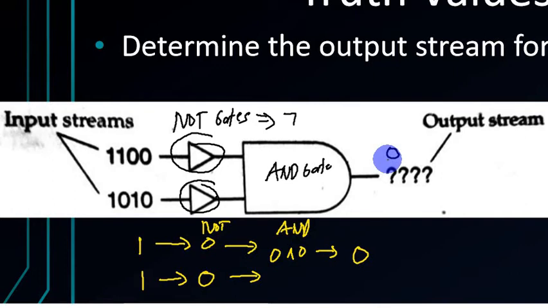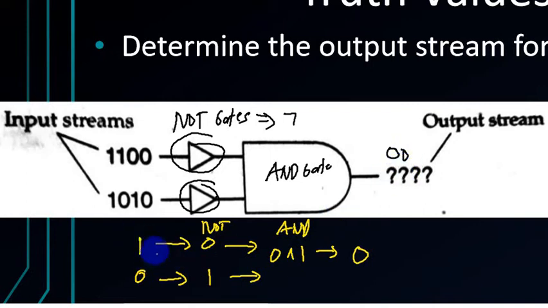Let's now try on the others. So we have 1 and 0 as our inputs. Because I already know what it does to 1, I'll now change this to 0. So NOT 0 is 1. Therefore, here we're going to have 0 and 1. And we still know that 0 and 1 is 0. So the second output in the output stream would still be 0.